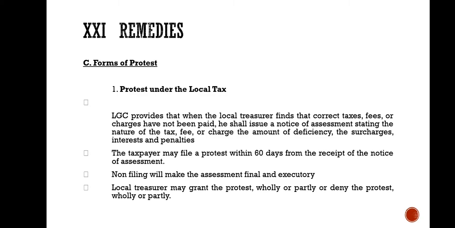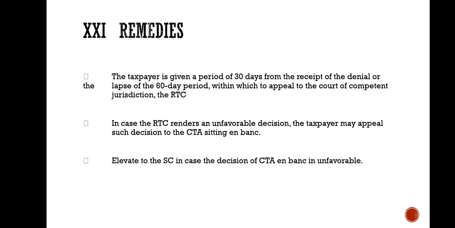So, the taxpayer may file a protest within 60 days from the receipt of the notice of assessment. The non-filing will make the assessment final and executory. The local treasurer may grant the protest wholly or partially, or deny the protest wholly or partially. The taxpayer is given a period of 30 days from the receipt of the denial or the lapse of the 60-day period within which to appeal to the Court of Competent Jurisdiction, the RTC, or the Regional Trial Court.